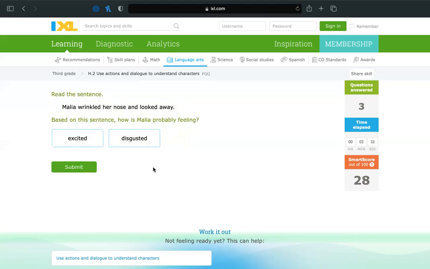So when we're using actions and dialogue to understand characters, keep in mind that it's not always something that characters say. Sometimes it's things that characters do, like actions that give away what kind of characters they are. So when you're reading a story, pay careful attention to not only what characters say, but also what they do.